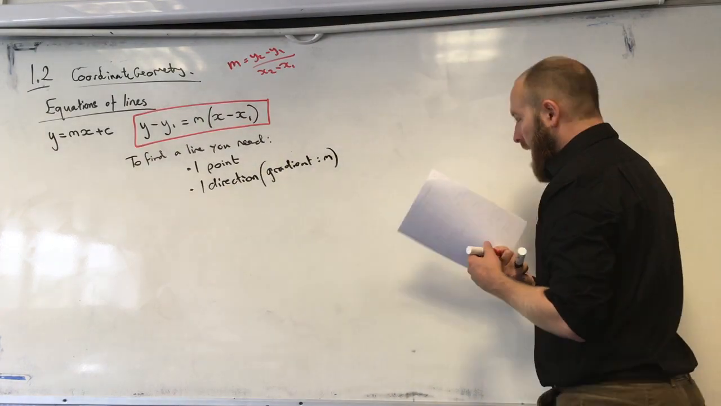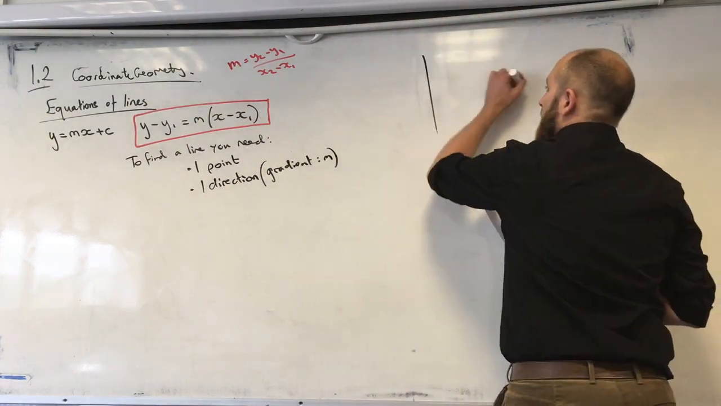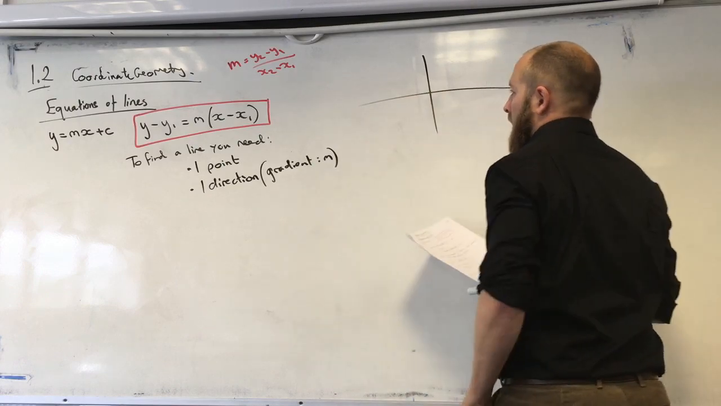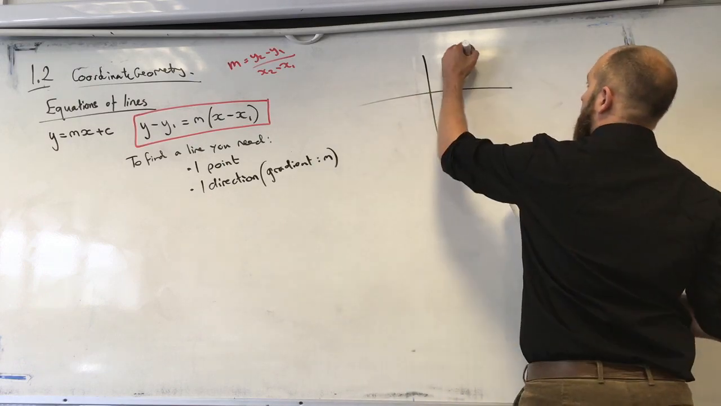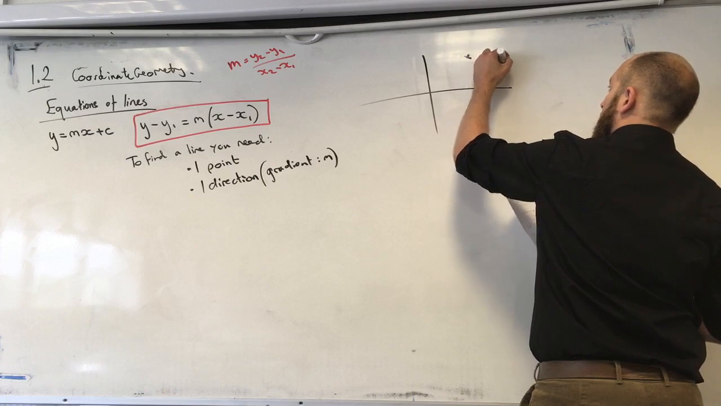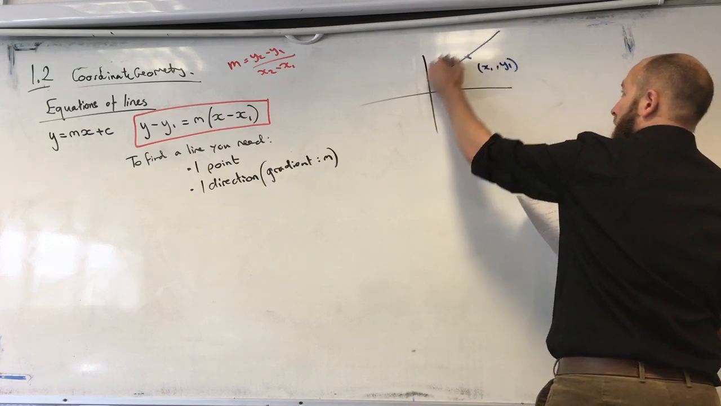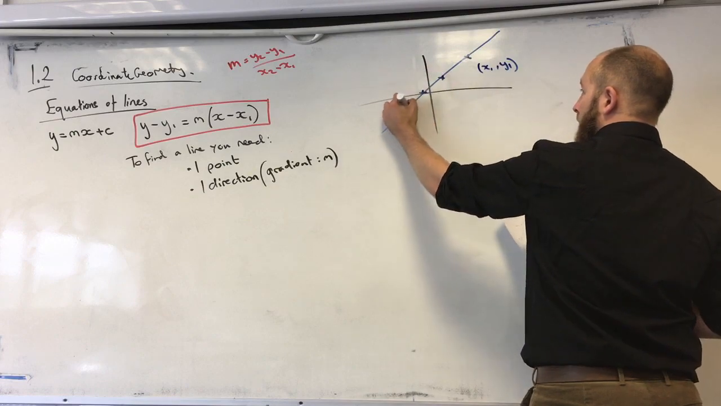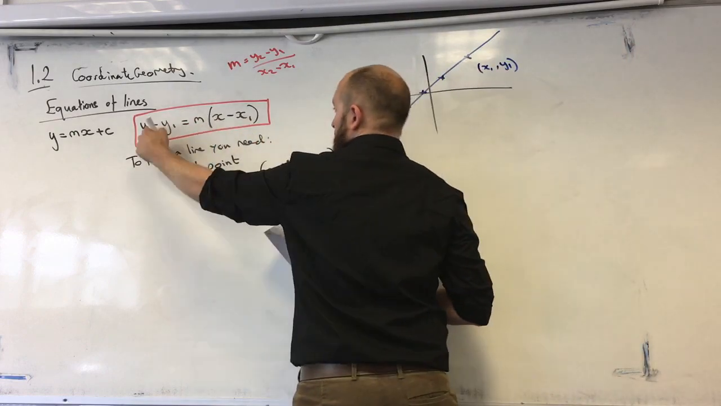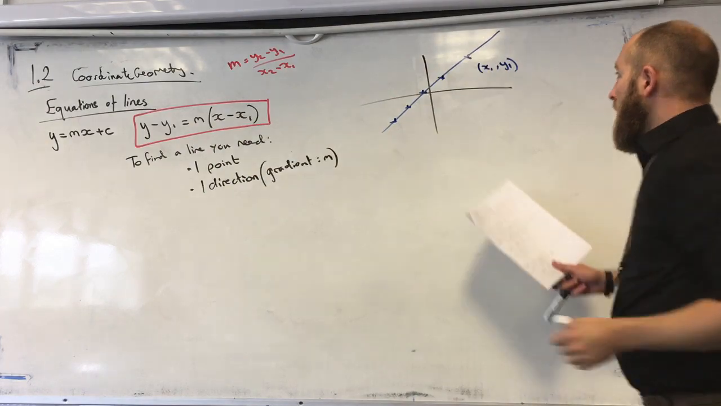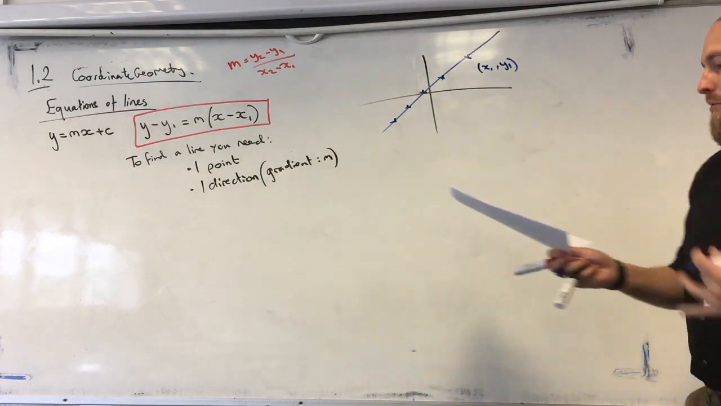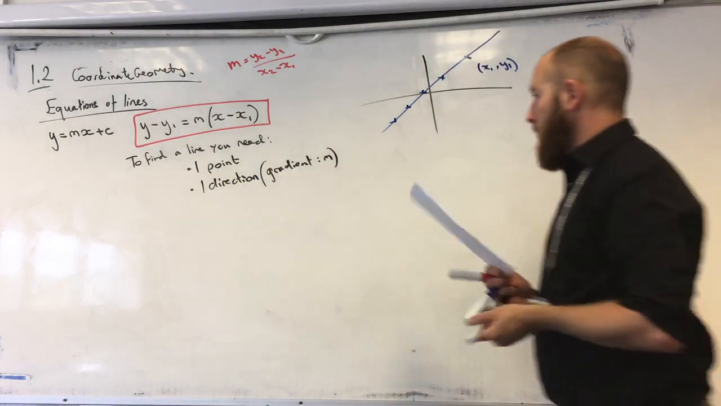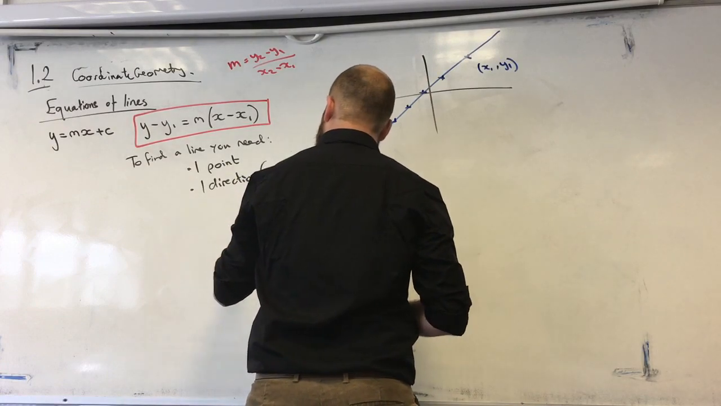Just to show you why that works, if you know a point, (x1, y1), and you know the gradient, there's the line, and you can then say any other point on that line, (x, y), is described by that point and the gradient. So we'll show you how that works now. Example 1.